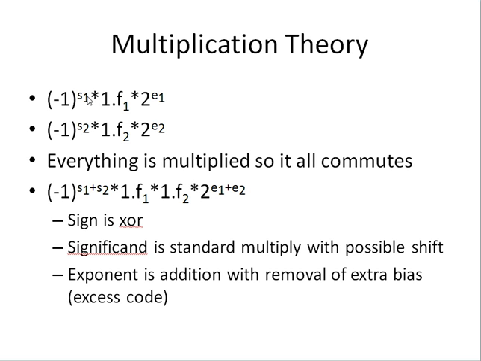-1 to the sign of whatever the first one is times 1. Remember, that's our hidden bit, so I'm assuming at the moment that we're going to be using normalized numbers. If you have the denormalized, you just replace the 1 by a 0. So dot, that's the radix point, and then f1 is the fractional part of the first, times 2 to the exponent of the first.